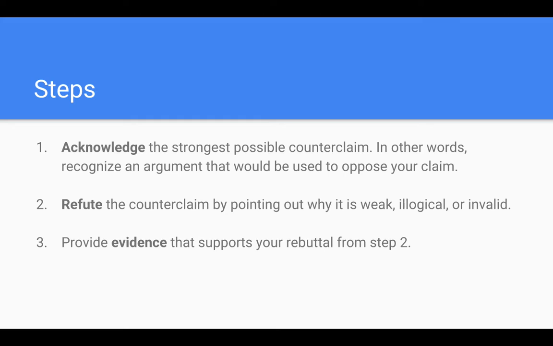The last step, and this is where your NoodleTool note card research comes in, you need to provide evidence that supports your rebuttal from step 2. A lot of people were wondering, do you have to find a counterclaim? Are you going to research one? Probably not. You're probably going to just use logic to determine a counterclaim, and you're also probably going to use logic to refute that counterclaim. But then you need textual evidence or research-based support that supports your refutation.